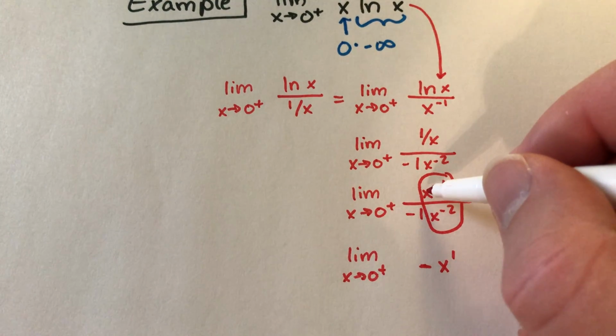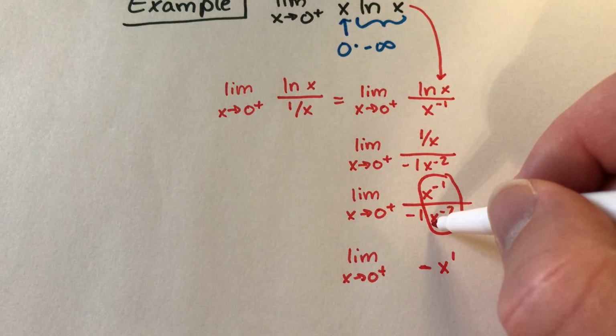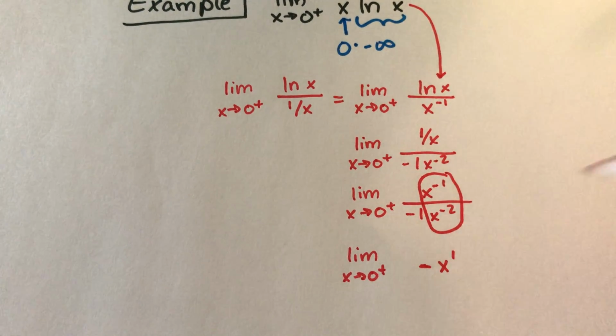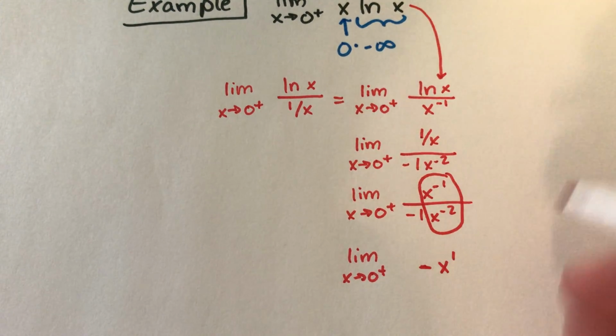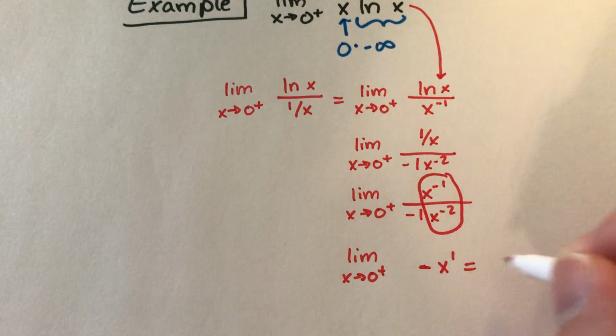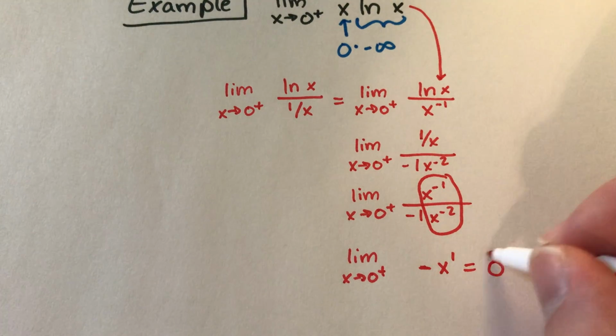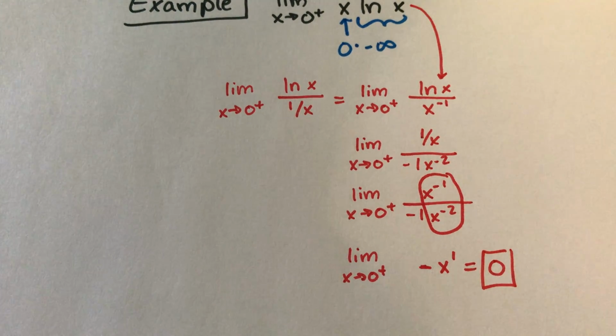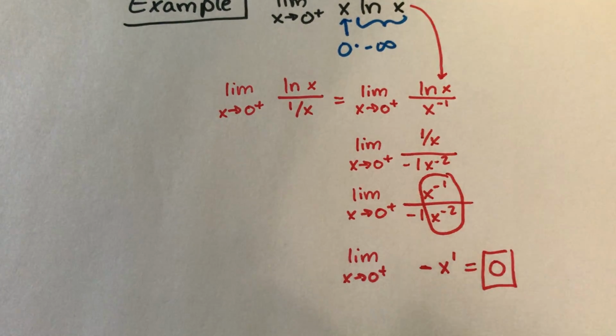Like I said, x to the negative 1 divided by x to the negative 2, we subtract the exponents, get a positive 1, divided by negative 1 gives me that negative. And if I take the limit as x goes to 0, this is just going to turn into 0. And so that's going to be our final answer for L'Hopital's rule in this question.